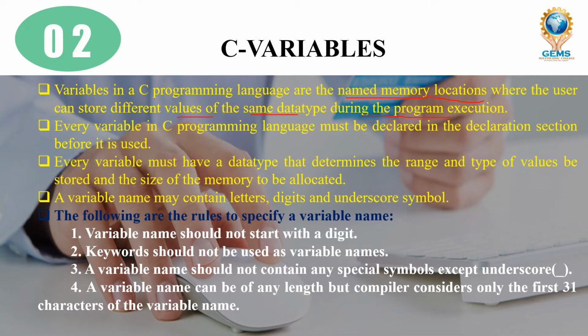This is the first point. The second point says that every variable in the C programming language must be declared in the declaration section before it is used. So before using any variable in C, we must declare it in the declaration section. The third point says that every variable must have a data type, which determines the range and type of value to be stored and the size of memory to be allocated. For example, if you want to declare any variable, we must define which data type the variable will use, whether it is integer, float, character, or double.